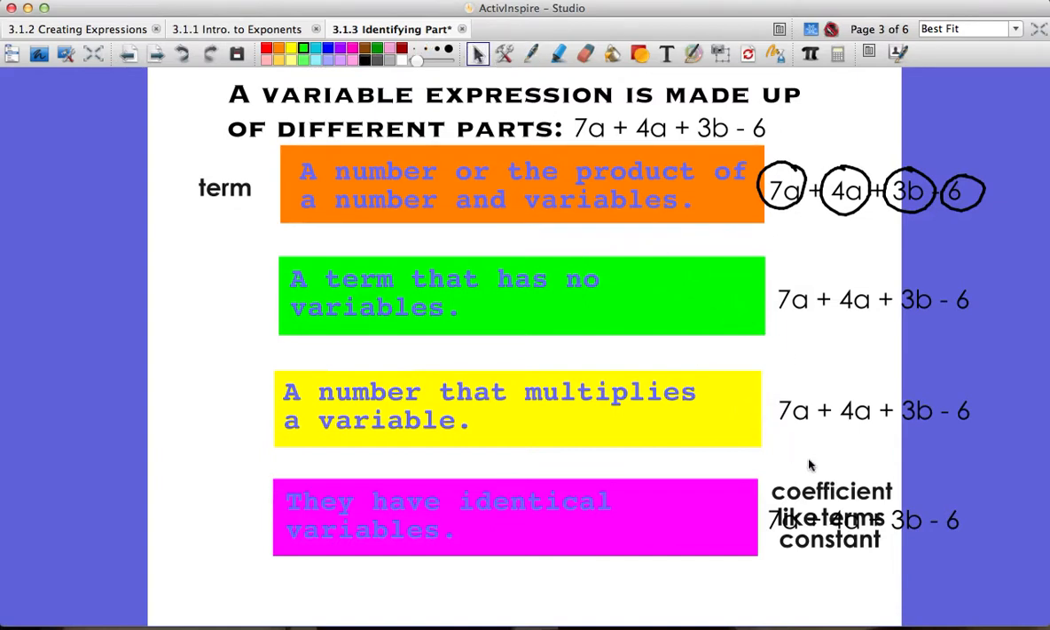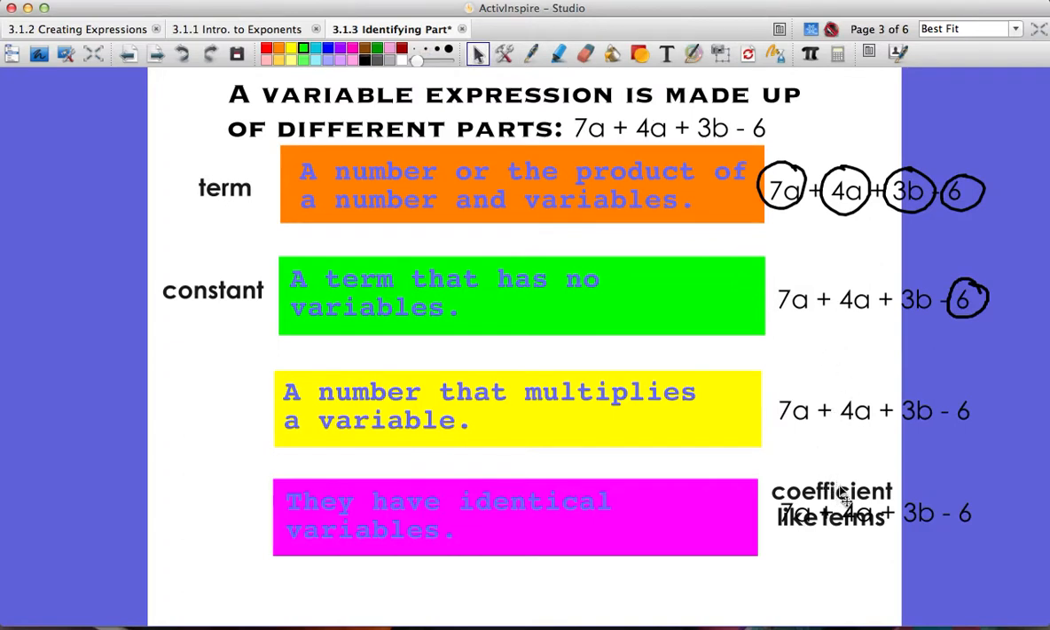Next, we have a term that has no variables. A term that has no variables is a constant. So in this case, the 6 is the constant. Where it says constant, you should have this written and then just the 6 circled.